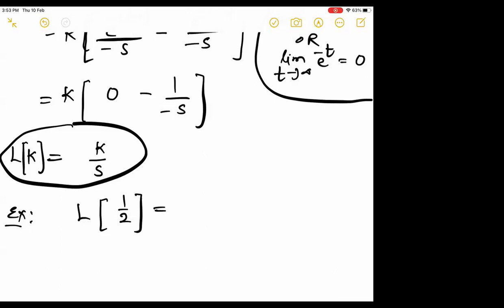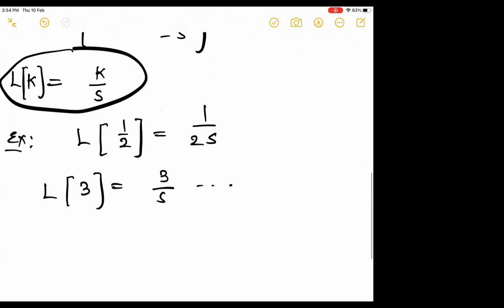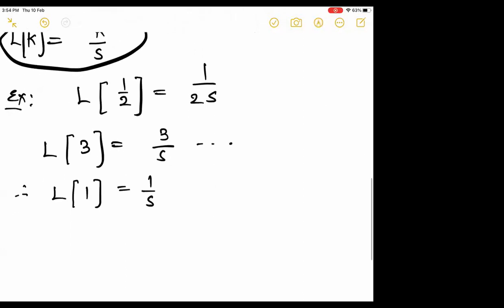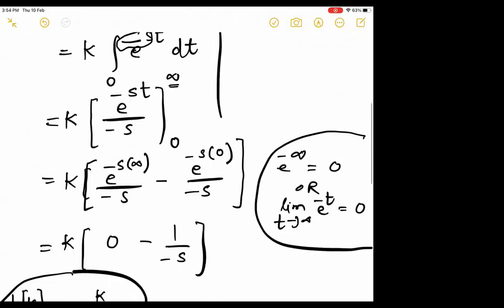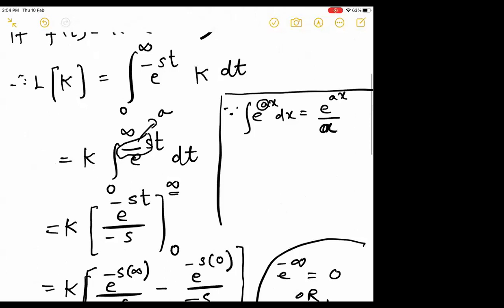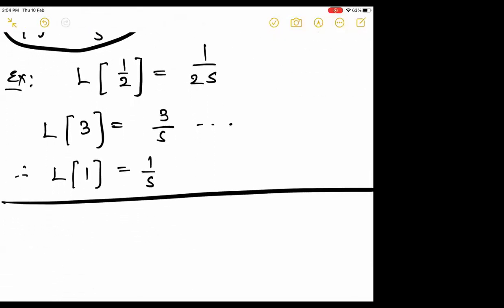Half upon s. Yes, so that is 1 by 2s, correct? Similarly, Laplace transform of 3, that is 3 upon s, and so on. So any constant. In general, therefore, Laplace transform of 1 will be 1 upon s. Got it? This is the very basic first expression where the transform answer is 1 upon s for 1, and for k in general we are getting k upon s.